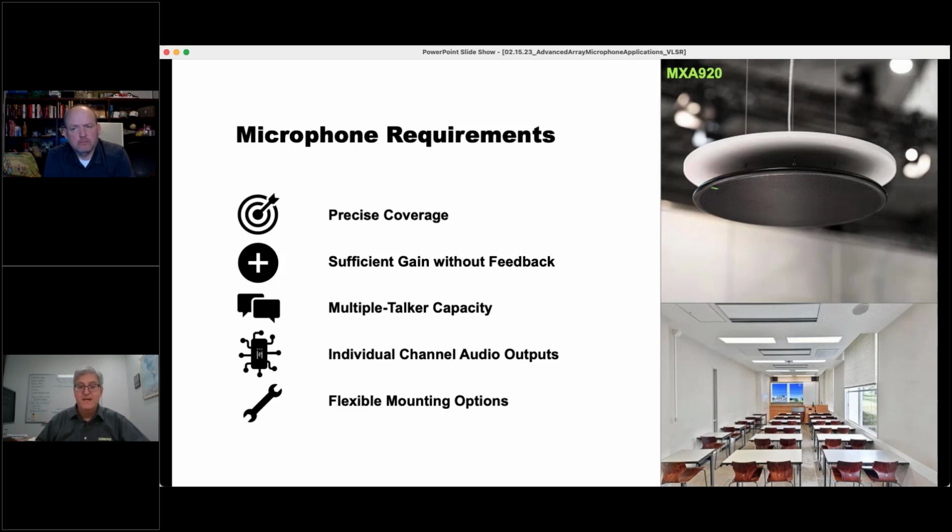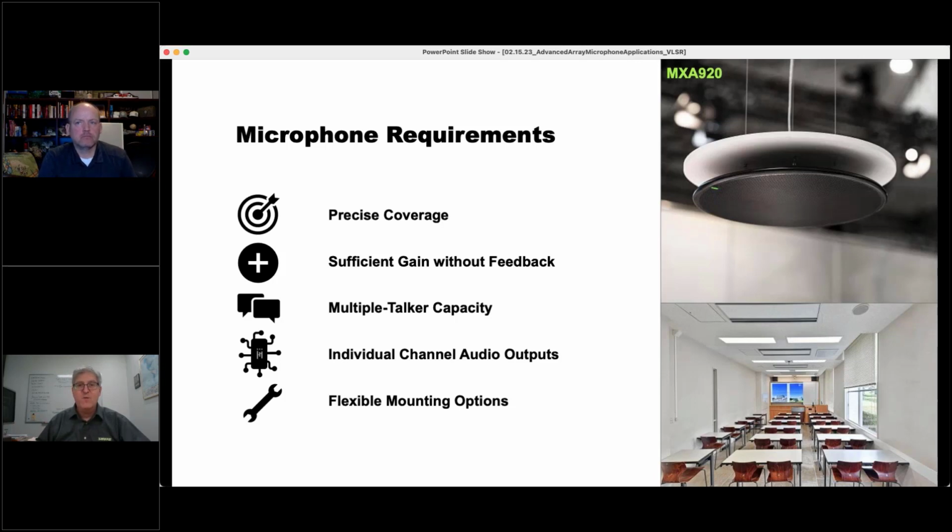Exactly. Yep. Right. And then finally, we can't forget about mounting options, because in some rooms, you might have ceiling tiles and you're going to mount the microphone up there. Other rooms have some different kind of ceiling. You might want to suspend it from a pole or suspend it from wires or whatever. There's a million different options here.